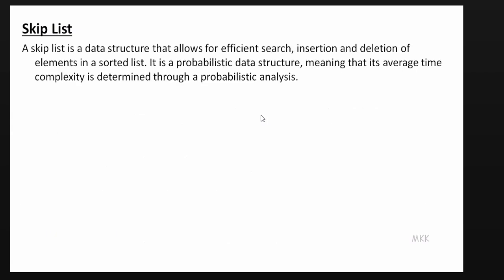Okay, next coming to the skip list. You people know about the list. Skip list is with a different element. A skip list is a data structure that allows for efficient search, insertion, and deletion of elements in a sorted list. It is a probabilistic data structure, meaning that its average time complexity is determined through a probabilistic analysis. Means it's just like flipping a coin, and you can predict the value by probability. 50% chances are for tail, 50% chances are for head. So in such a way, skip list is one of the data structures where, to find the average time complexity, we will follow the probabilistic analysis.